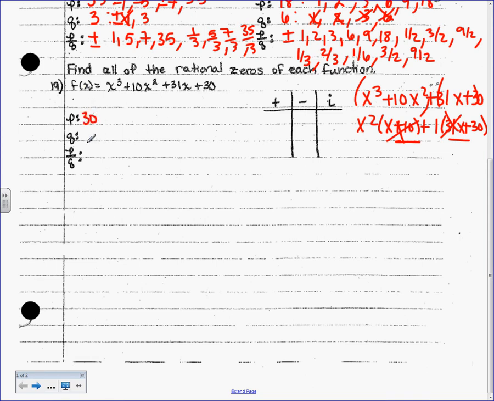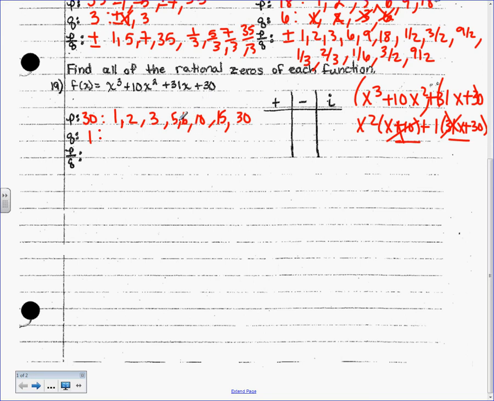And what is Q? That's going to be 1. What are the factors of 30? You got 1 and 30, okay, 2 and 15, where am I at? 3 and 10, and 5 and 6.